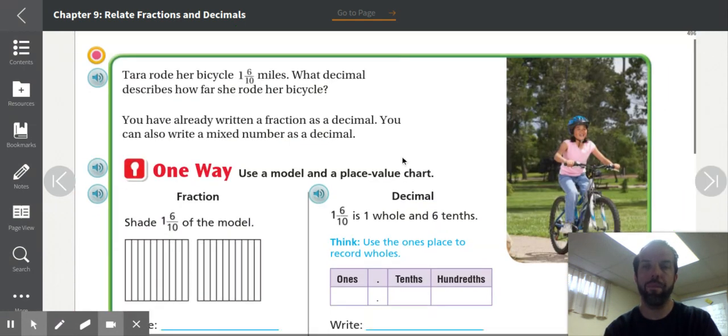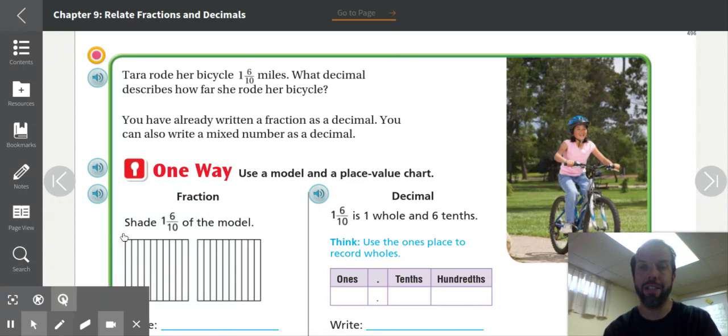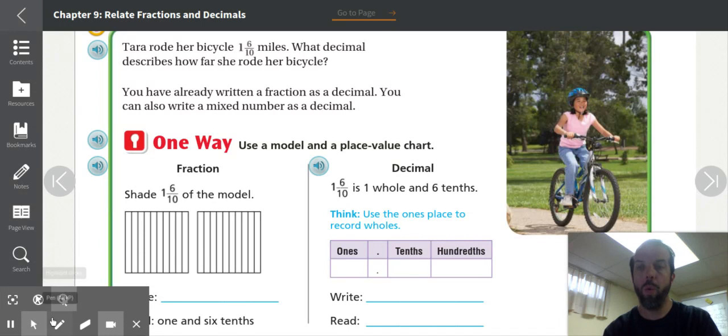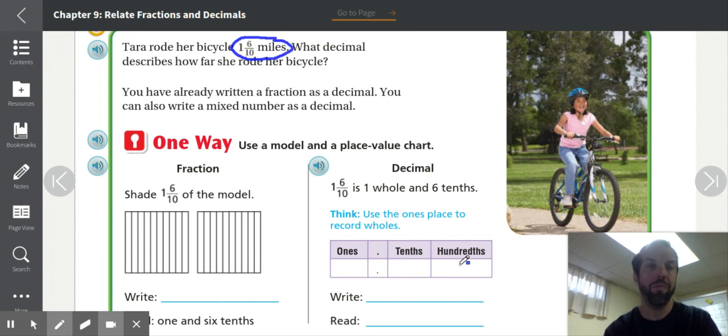All right. Tara rode her bicycle 1 6/10 miles. What decimal describes how far she rode her bike? So she rode it 1 6/10. Wow. She must be trying to stretch her legs from being inside from all this quarantine. So we've already written the fraction as a decimal. Now we're going to write a mixed number as a decimal because this represents a mixed number. All right, so 1 6/10.